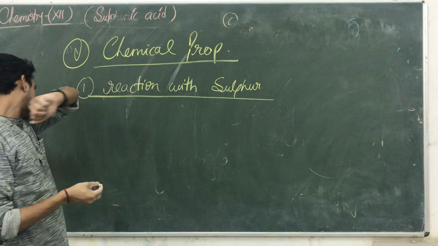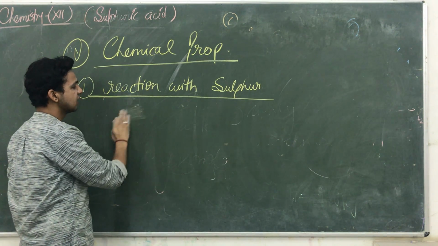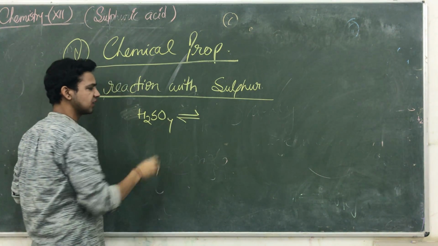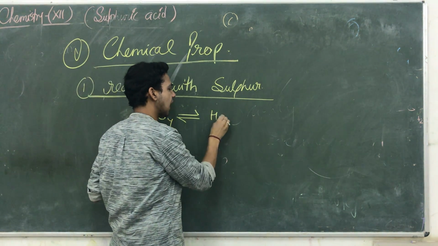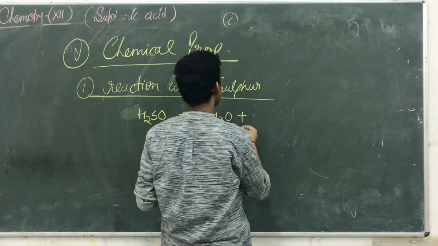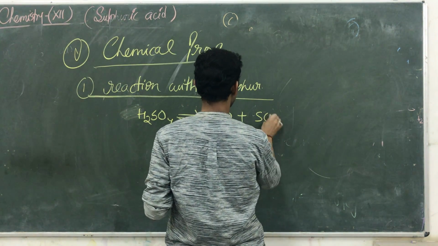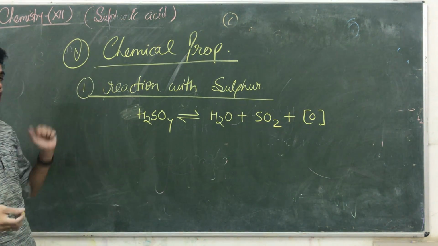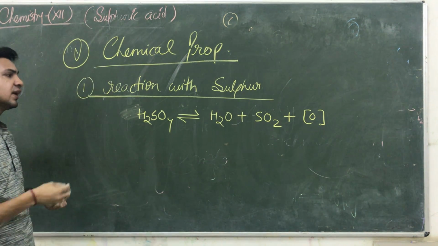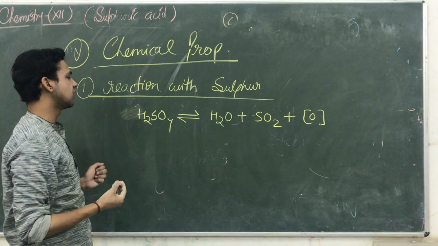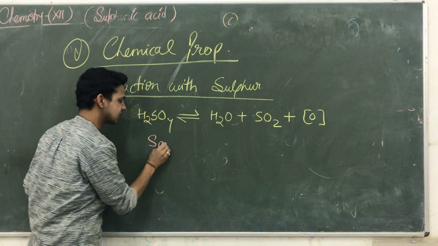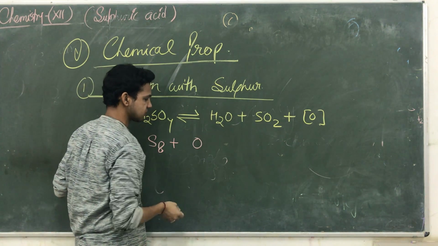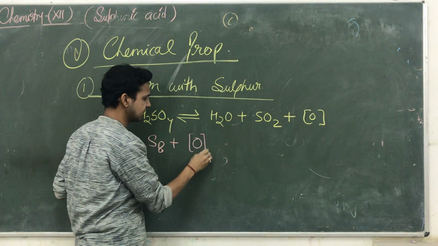In the case of sulfur, first of all, we are taking H2SO4. When H2SO4 participates in any chemical reaction, it will be decomposed into H2O plus, giving which gas, SO2, plus giving a nascent oxygen. Just as we broke ozone, similarly we will break this in the first step. In the second step, we are taking a large amount of sulfur. Sulfur is always present in the form of S8. Here we are taking a nascent oxygen.